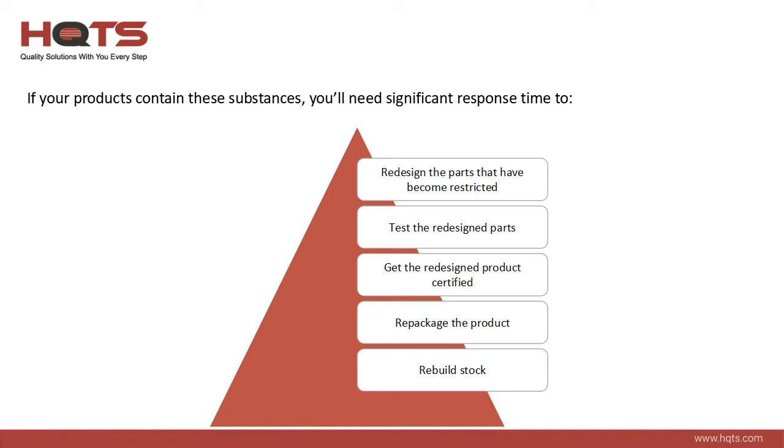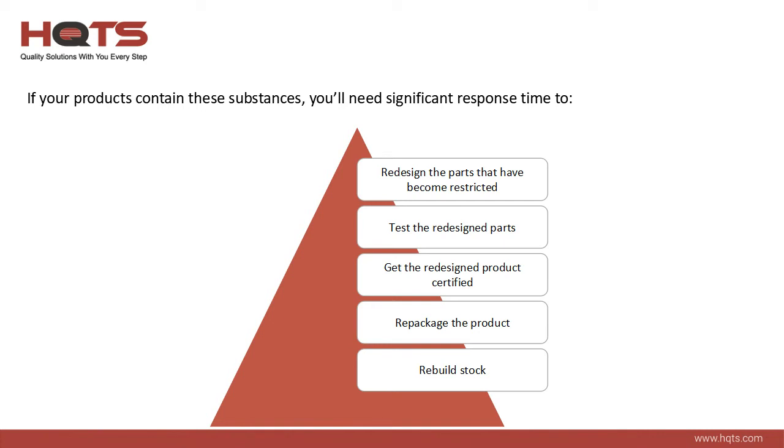So Section 3 now looks at the responsibilities for various parties in the supply chain with respect to RoHS regulations. We're going to look at three specific areas of the supply chain: manufacturers, importers, and distributors.